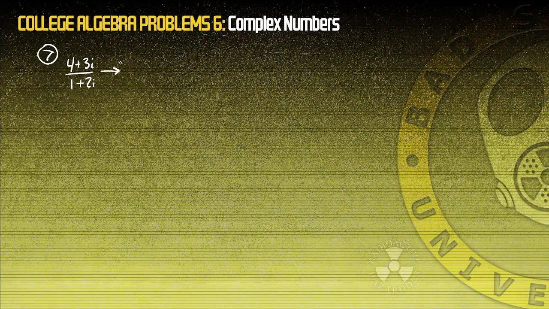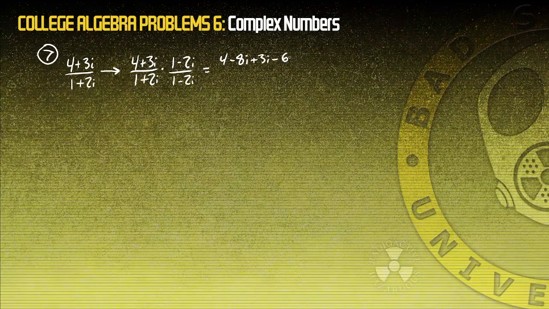For this last problem, we're going to do the same thing as problem 6, where you multiply by the complex conjugate. So you have 4 plus 3i over 1 plus 2i. And you multiply that by 1 minus 2i over 1 minus 2i. So 4 times 1 is 4, minus 8i plus 3i minus 6i squared. And that's divided by 1 minus 2i plus 2i minus 4i squared. So the 2i's subtract out.